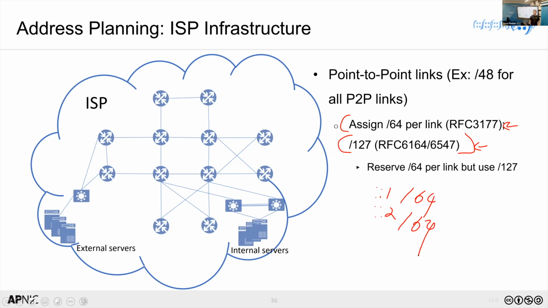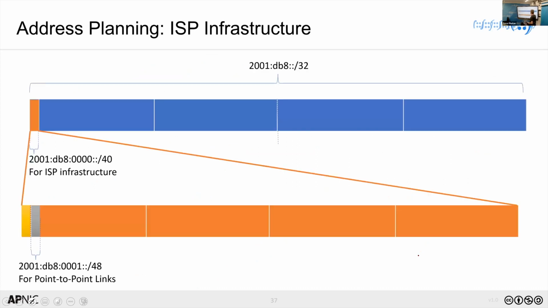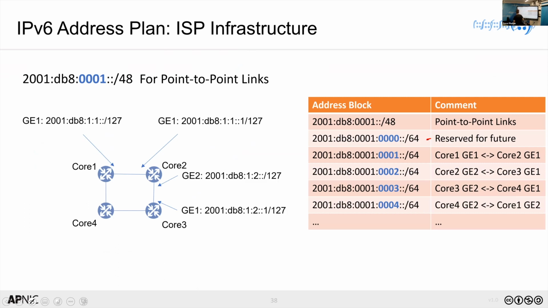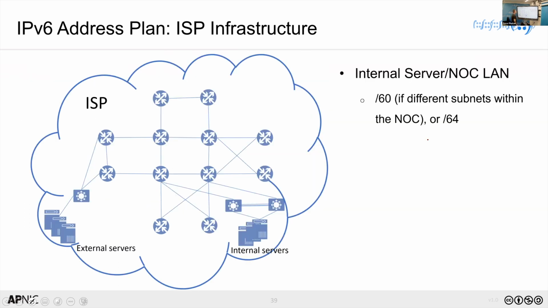So use point-to-points as point-to-points. Use your /127s. So again, another tiny little block out of my /40. Here's our allocations. Leave the first one just as reserved, and go and assign my point-to-point addresses on my routers.